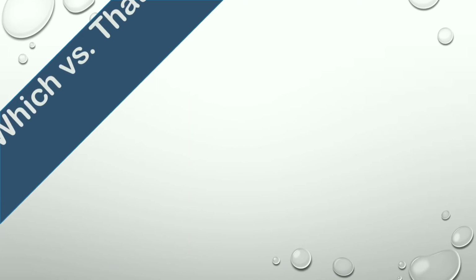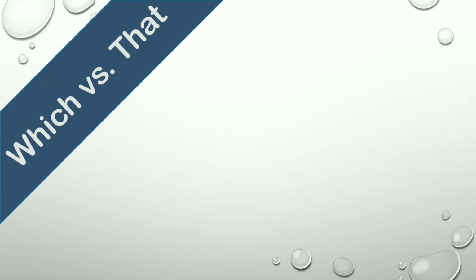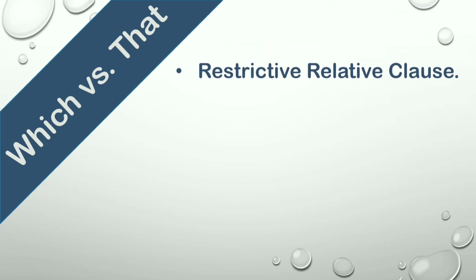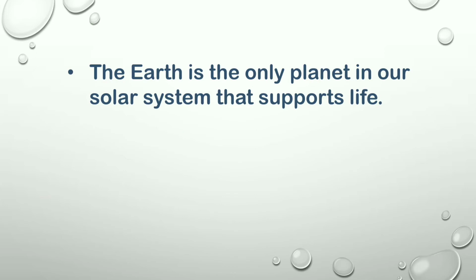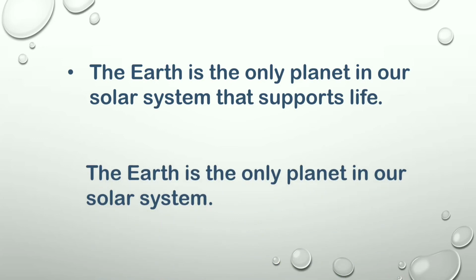Now understand which versus that, when to use which and when to use that. Let me first tell you what a restrictive relative clause is. A restrictive relative clause contains defining, essential, restrictive information about the noun. If you take the clause out, you change the meaning of the sentence. Let's try it. The Earth is the only planet in our solar system that supports life. Now remove the clause. The Earth is the only planet in our solar system. So you can see that by taking out the clause that supports life, we change the meaning of the sentence completely.